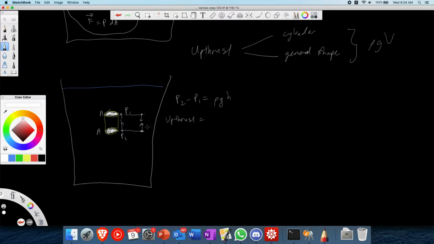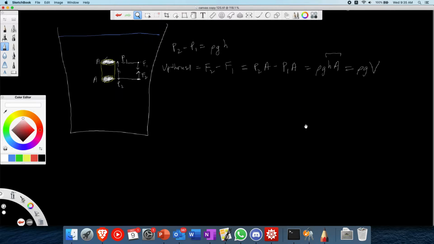So upthrust equals F2 minus F1, because F2 is upwards and F1 is downwards. This equals P2 A minus P1 A, which equals rho g H A. What is HA? It's just the volume, because we are taking the height times the area. So it's just rho g V. You can see that the case of a cylinder is very simple for deriving the upthrust.